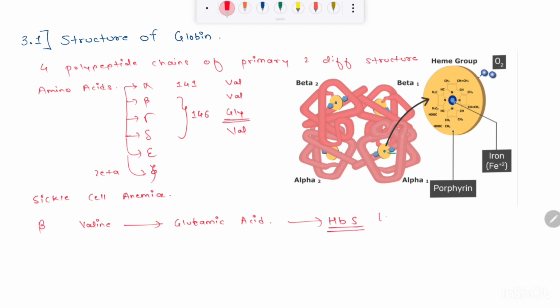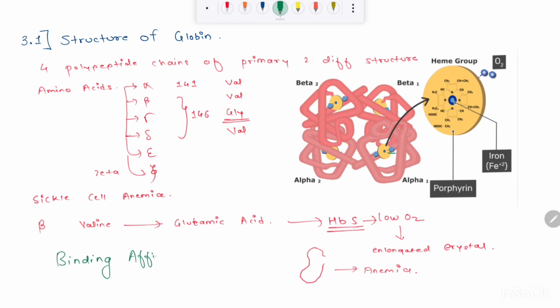In this type of hemoglobin, when exposed to low oxygen conditions, it will form elongated crystals within the erythrocytes. This is called sickling, which I will explain in a later part of the video. Due to the formation of elongated crystals within the erythrocyte, it damages the cell membrane of the erythrocyte and sometimes it gets ruptured, which leads to hemolysis, that is ultimately anemia. So the point here is to understand that the type of chain in the globin molecule will determine the binding affinity of that chain for the oxygen molecule.